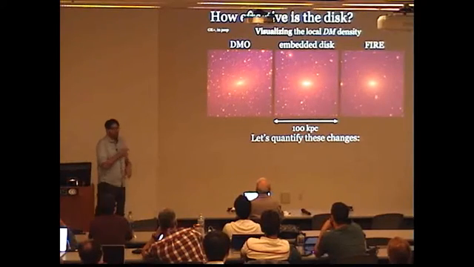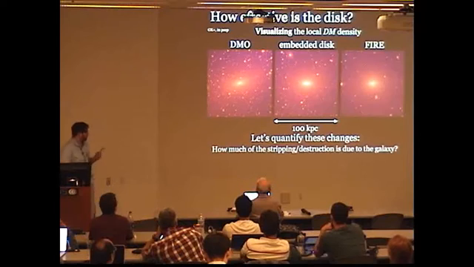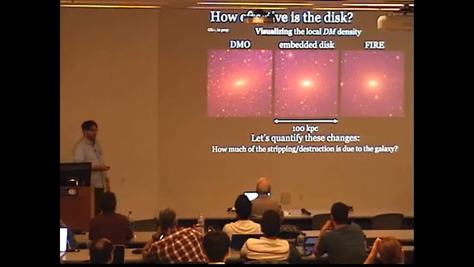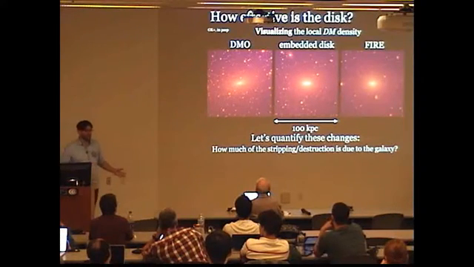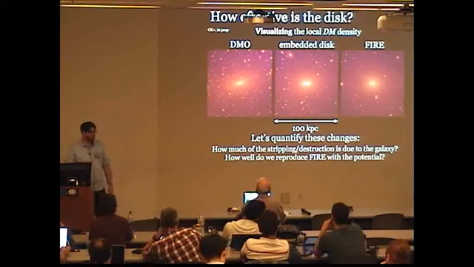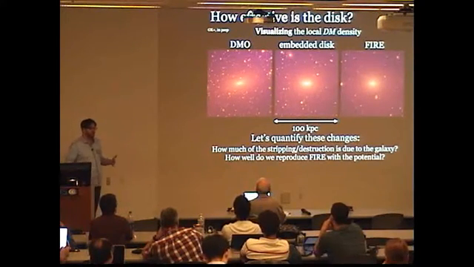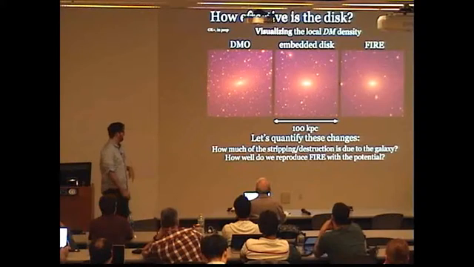So let's quantify these changes, right? You can see immediately that there's a huge difference in the substructure populations between our embedded disk run and our dark matter only run. So one, we can ask how much of the stripping and destruction is due strictly to the central galaxy, because that's the only extra physics that we've added in, right? 2, we can ask how well do we reproduce FIRE with the potential? In other words, is this a viable alternative to running full hydro simulations in order to get statistical samples? And I'm going to convince you, hopefully, that the answer is yes.